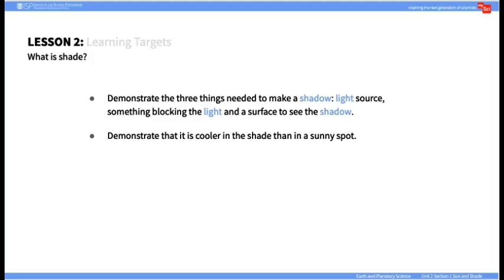By the end of this lesson, students will demonstrate the 3 things needed to make a shadow: a light source, something blocking the light, and a surface to see the shadow. They will also demonstrate that it is cooler in the shade than it is in a sunny spot.